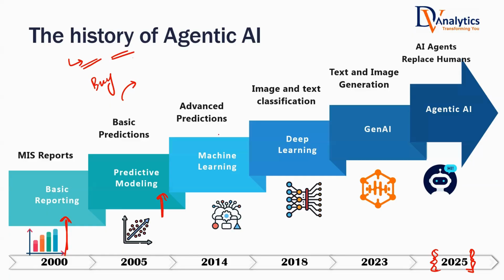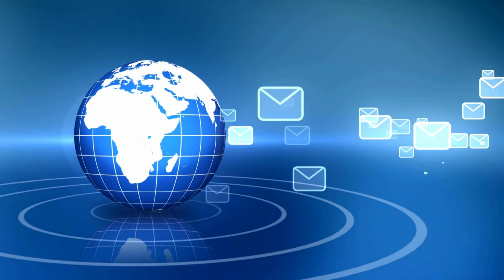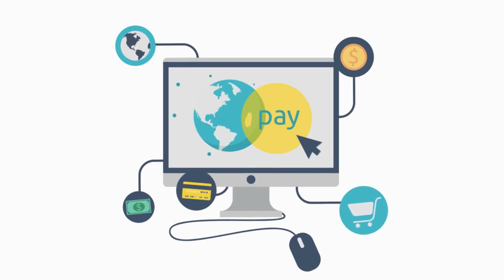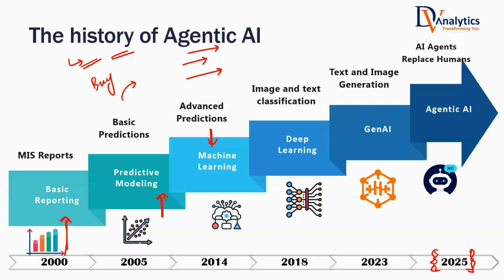And then 2010, 12, 14, during that time, we started doing advanced predictions like predicting whether a particular mail is spam or non-spam, predicting whether a transaction is fraudulent or non-fraudulent, where we should put the right ad. People started using sensor data to predict whether there's going to be an accident or not. So we started making some advanced predictions. Those are machine learning applications.